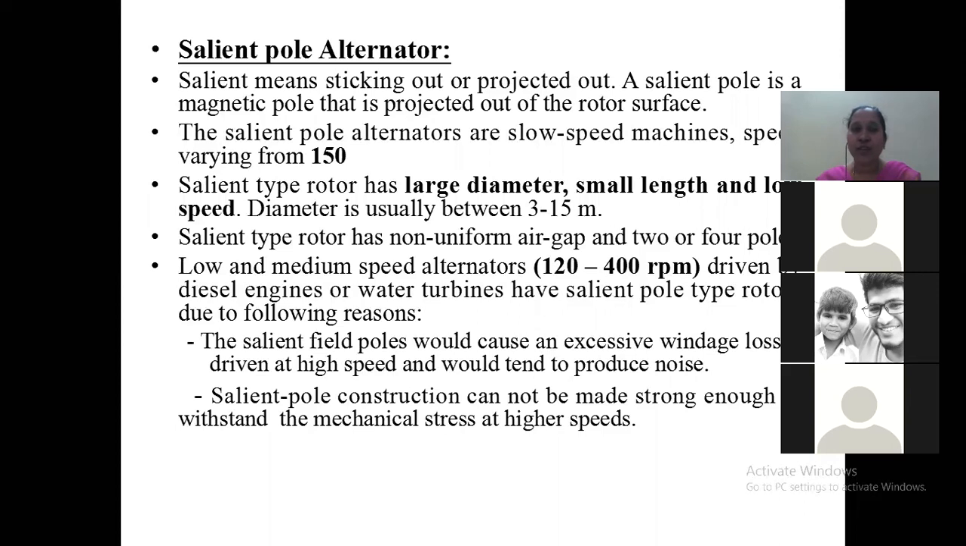So speeds will be varying from 150 RPM. Okay, so this is the slow speed machine. The salient pole machines are always slow speed machines.